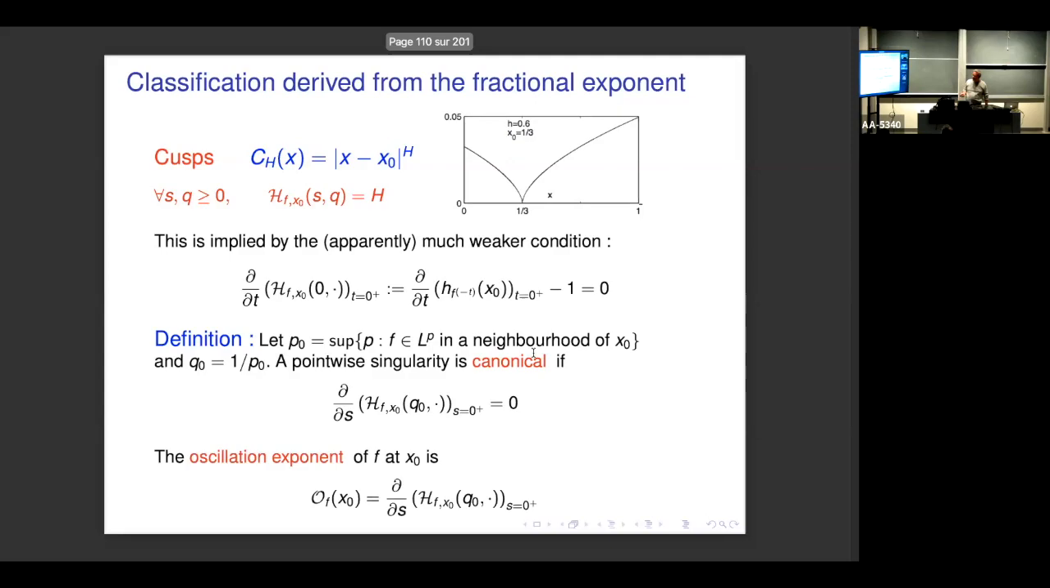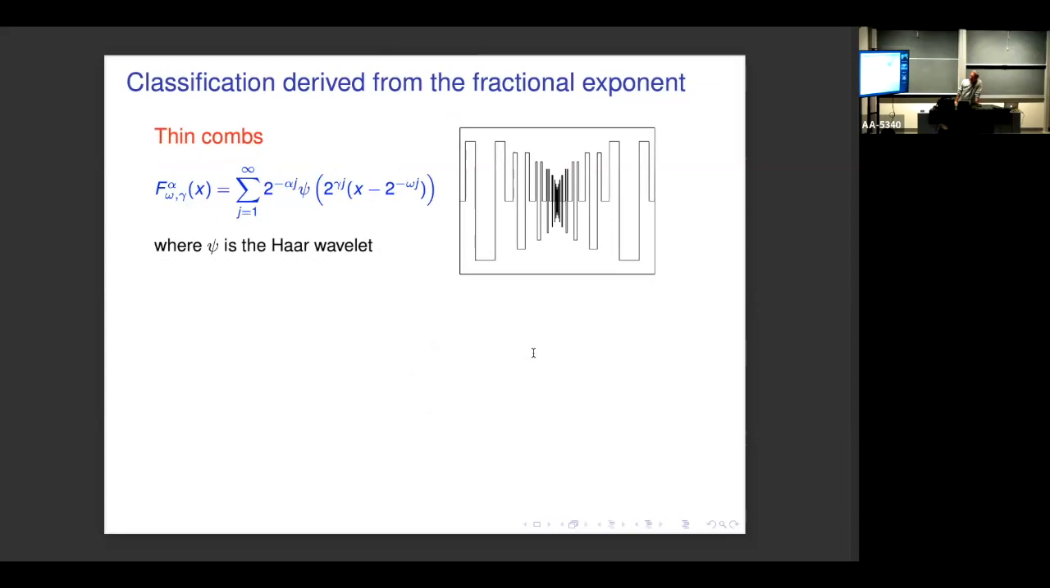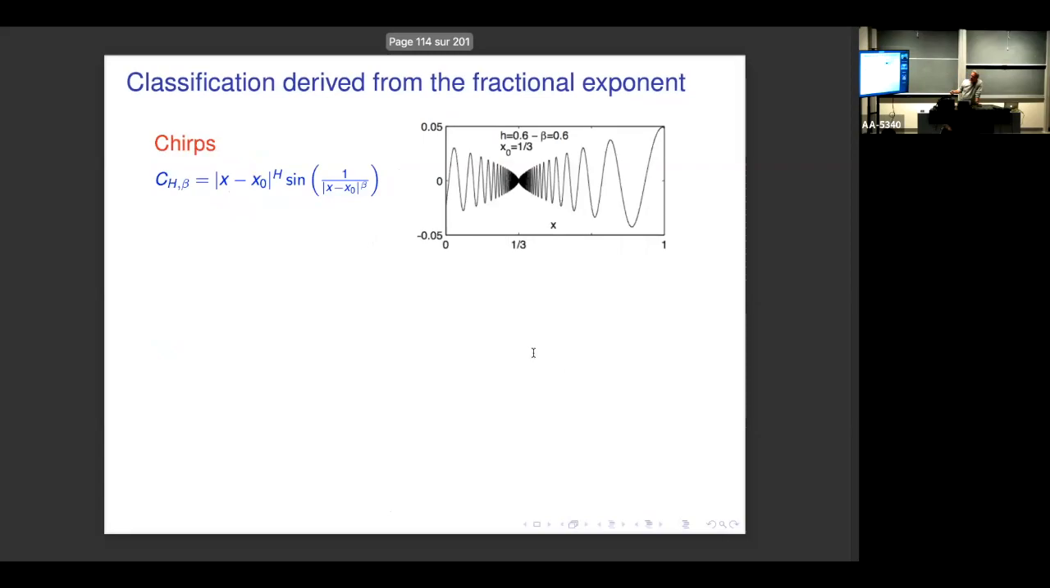As opposed to that, we can introduce an oscillation exponent, which is just the derivative in the direction of s, which will be useful for functions which are not like cusps, but which are like either the sincombs that I introduced yesterday, or the chirps. So let me show you the chirp again. What we call chirp is not exactly the chirp we had last Friday for the gravitational wave.